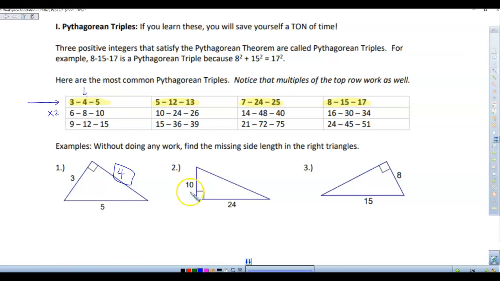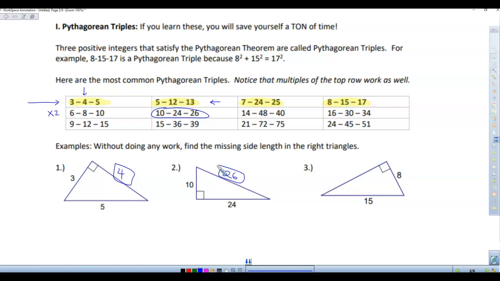The next one, 10, 24, something. Well, this is just a 5, 12, 13, but times 2. So 10, 24, 26. So if one leg is 10, the other is 24, the hypotenuse must be 26. So if you have these memorized, you're going to be able to rip through some of these right triangle problems really fast.